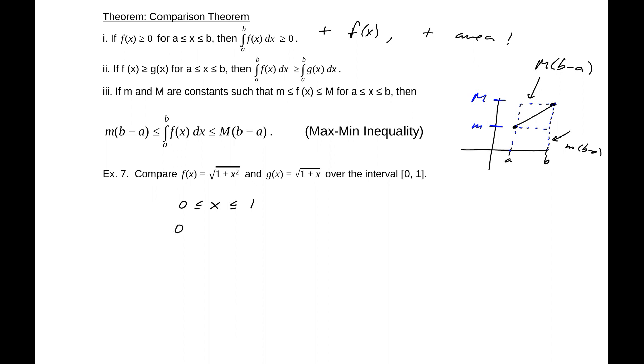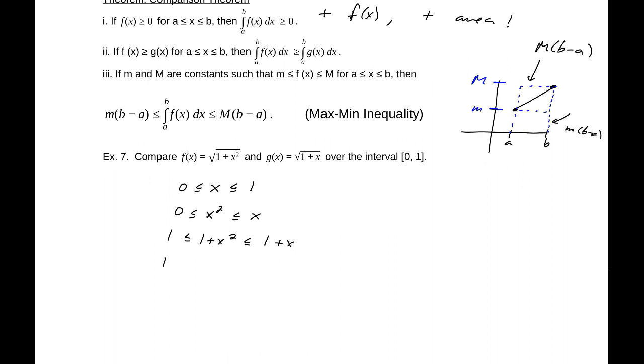Which means if I multiply by x on all sides, and since x is positive, my signs stay the same: x squared is less than or equal to x. Let's add 1 to all sides. So 1 is less than or equal to 1 plus x squared, which is less than or equal to 1 plus x. And then the square root function is continuous, it's actually monotonic. Can take the square root of all sides. So this is the square root of 1 plus x squared, which is less than or equal to the square root of 1 plus x.